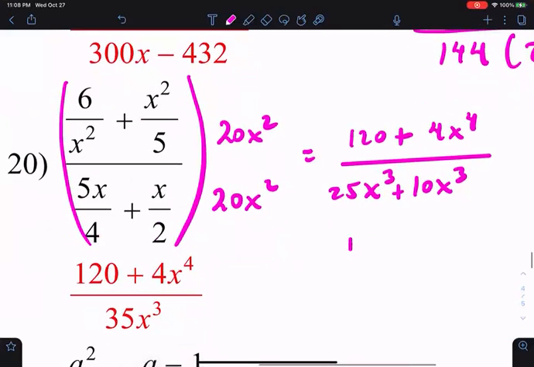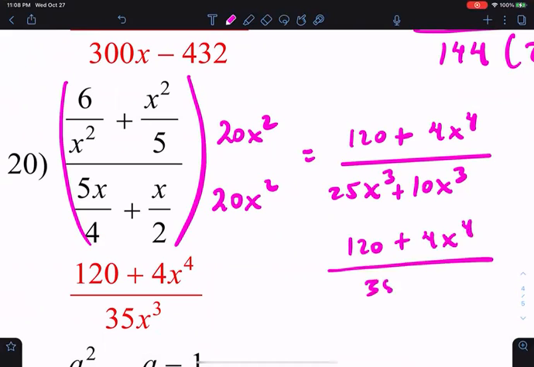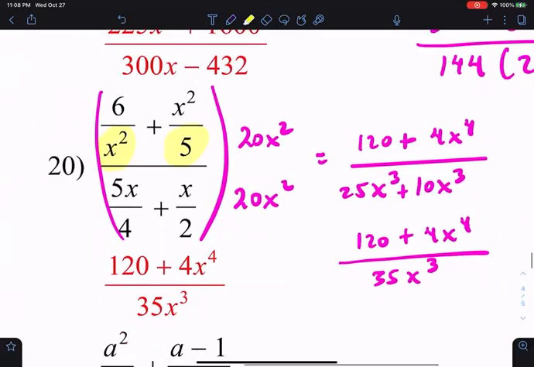And then we can now add this together. So this is 35x cubed, right? The same thing as they have. The hard thing is you have to find the common denominator. Once you find the common denominator, this is a very easy problem, right? Okay, so next, 21.